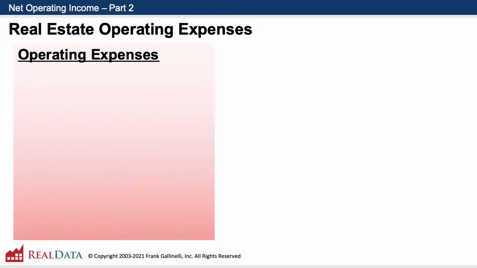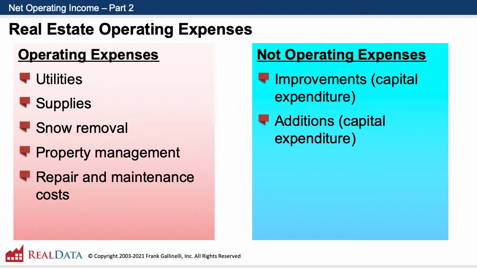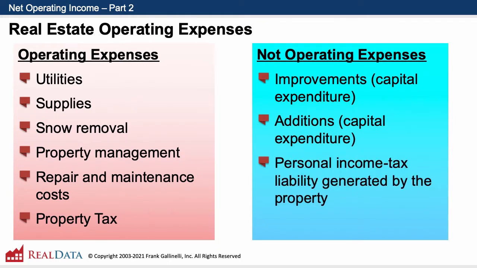So what should be included among operating expenses? Well, utilities, supplies, snow removal, property management, these are all examples of operating expenses. Repair and maintenance costs, those are an operating expense. But improvements and additions are not. Those are capital expenditures. Property tax is an operating expense, but our personal income tax liability, that liability generated by the property, is not.